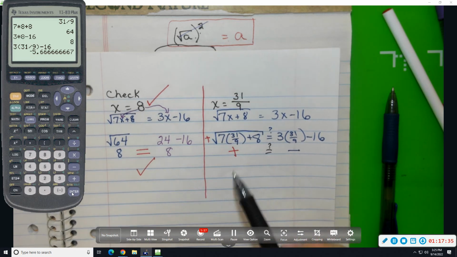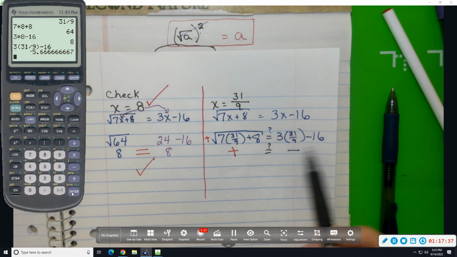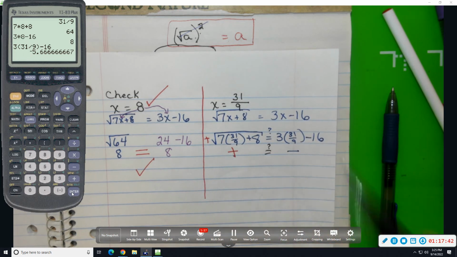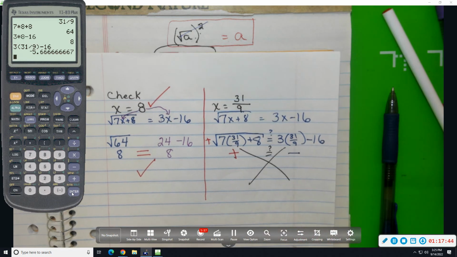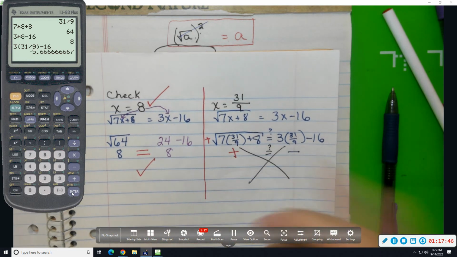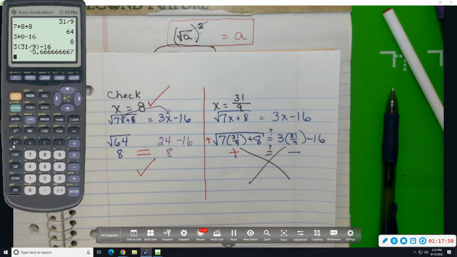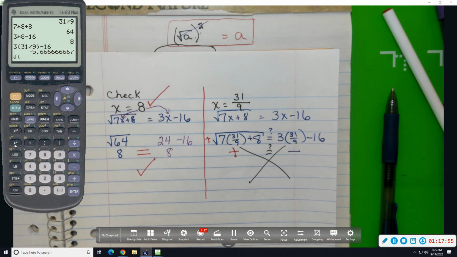So I don't even have to go through all of it. As soon as I saw the right side was going to be negative, this sign here had to be positive. It cannot check. Or you could punch it in yourself and verify that it's not going to check, just to show how to punch something that messy in. With the radical, good thinking. Square root of 7 parentheses 31 over 9 close parentheses plus 8.